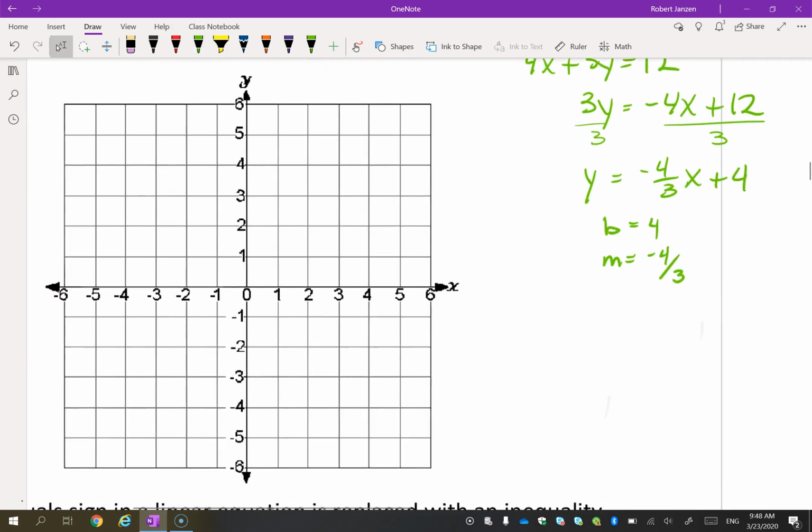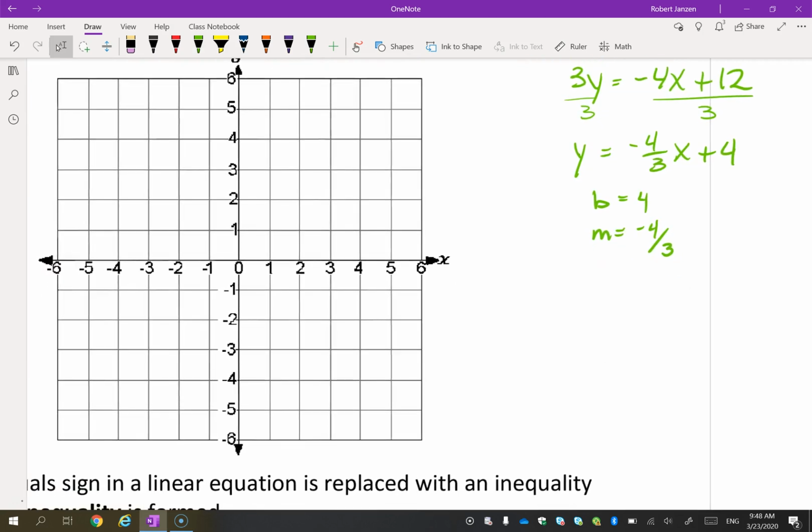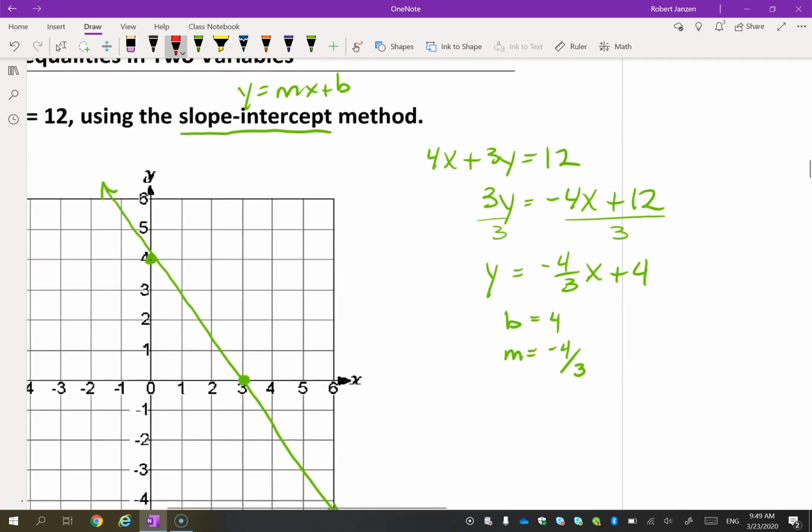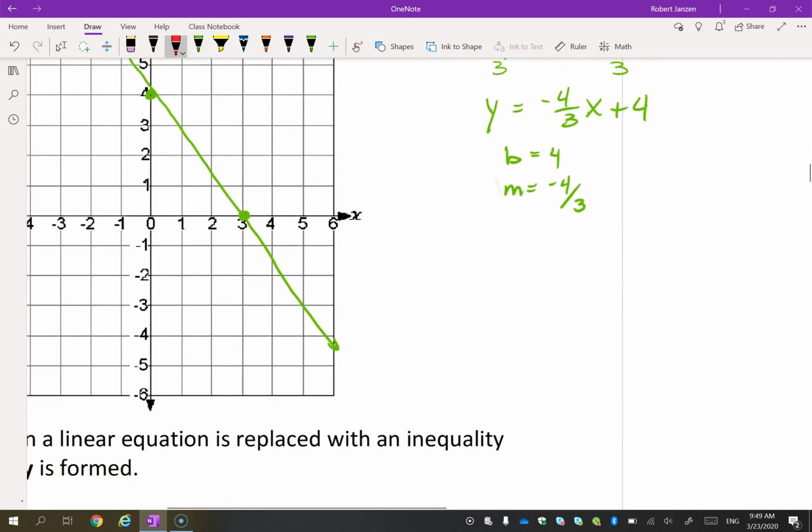So let's try and graph that. The y-intercept is 4, and the slope is negative 4/3. So rise negative 4, that's down 4, and then over 3. And there is our line. Okay? Now, that was one method. That's a good method. I actually kind of like the two-intercept method better.